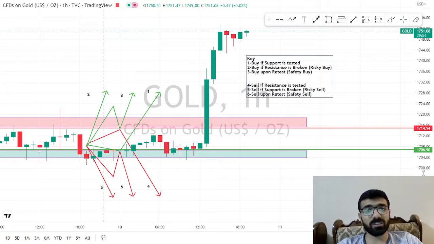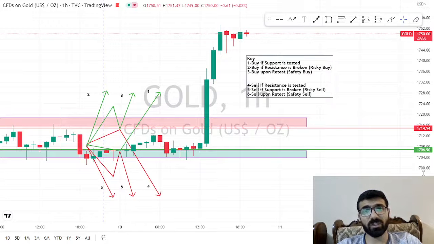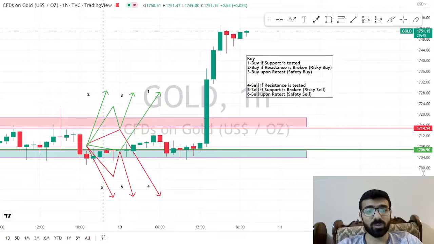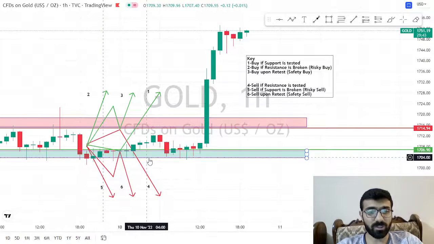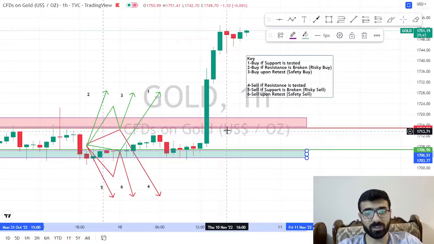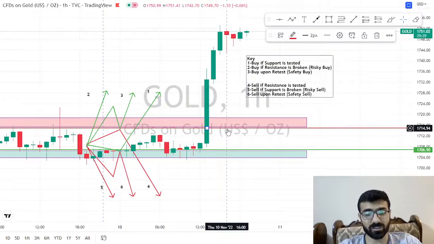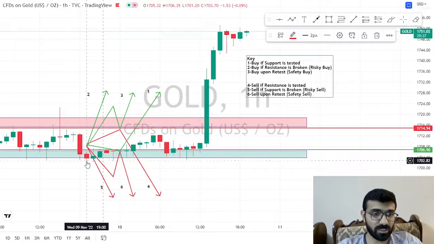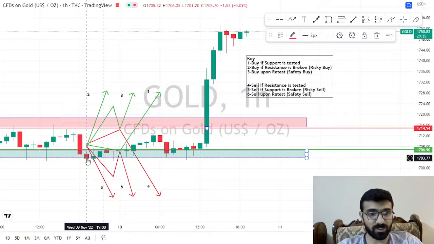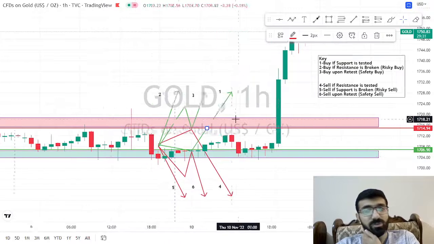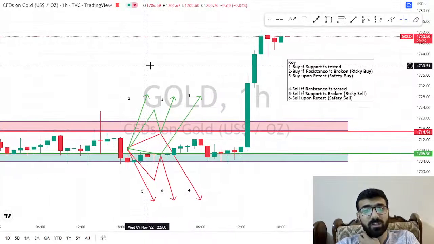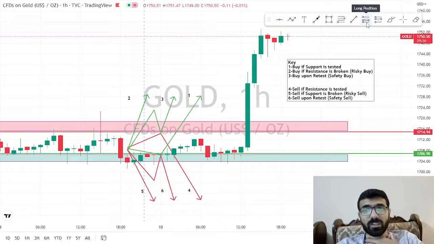Okay, so now let us continue with the discussion of the gold analysis from where we left off yesterday. When we were discussing the gold yesterday, market was trending over here and we marked this area as an area of support and this area as an area of resistance. You guys can see that our support area was tested and then market closed above this area. So we would take a buy entry from here. So let me take that trade for you guys.